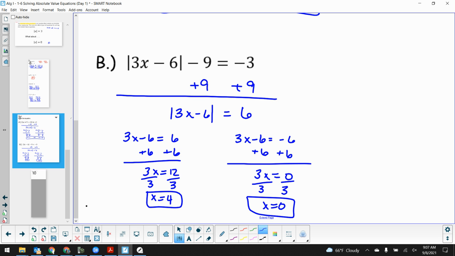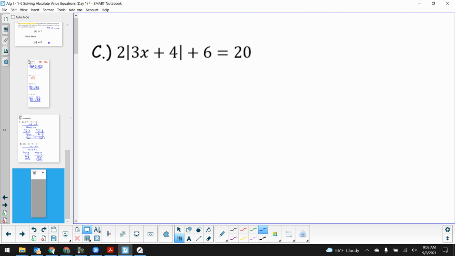Okay, flip it over onto the back whenever you're ready. Just a couple more. Okay, now, same type of deal. Everybody look up here real quick. If this were just an x, how would I solve this problem? Minus 6, then what? We're going to do the exact same thing. We're going to subtract 6, then divide by 2.